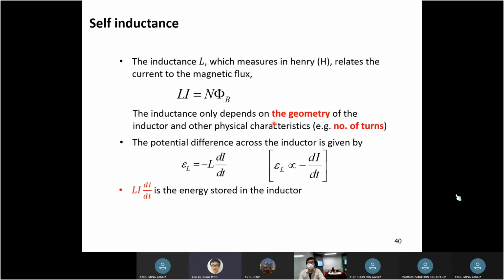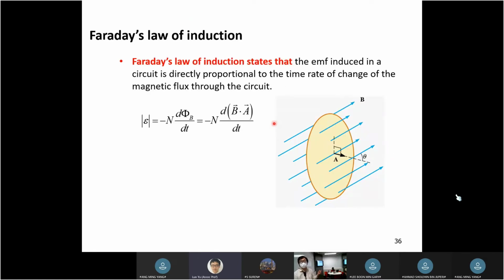What I will focus on here is that for Faraday's law there is one important equation, which means the EMF is just equal to n times the derivative of the flux. So that will be quite easy.